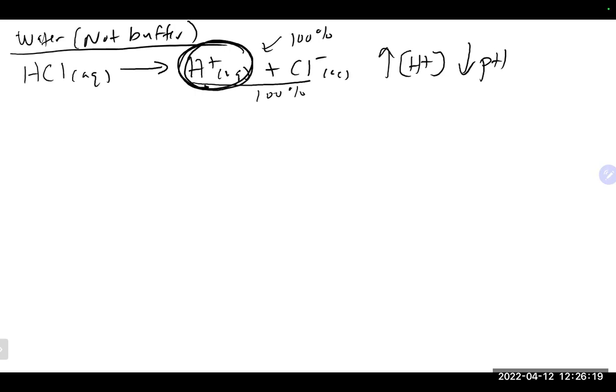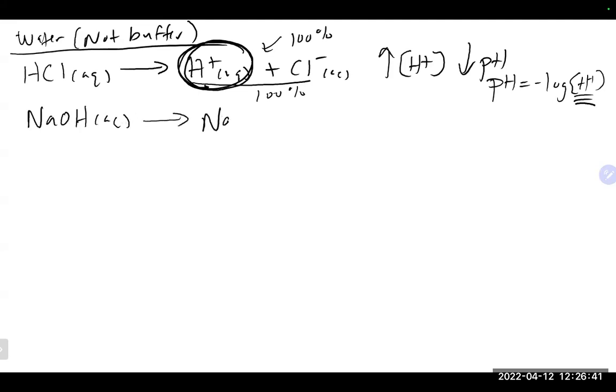And you see a pretty big jump in pH because that is ultimately what affects the pH, right? If we look at the pH equation, as we were talking about earlier, it is the amount of free H plus in the solution that affects the pH. So if we take sodium hydroxide, which is a strong base, and add it to water, we would expect a similar thing to happen. It would 100% break apart into sodium ions and hydroxide ions.